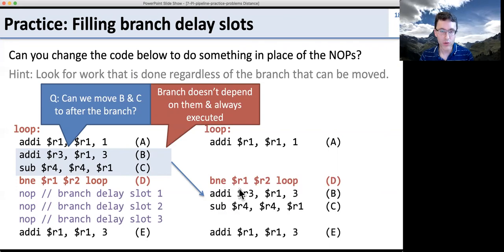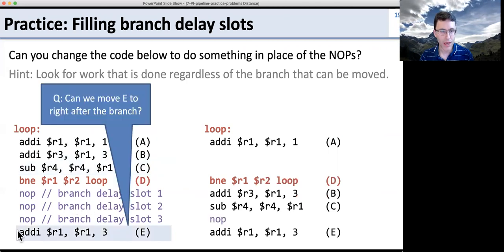So what we can do is we can switch this around. We can put the branch ones underneath here. Now, if you look what happened here, we've now filled up 2 of those no-ops with useful work. That means every time we go around this loop, we have 2 fewer no-ops, so we're going to get better performance. And the final question, can we move this add I to right after the branch?